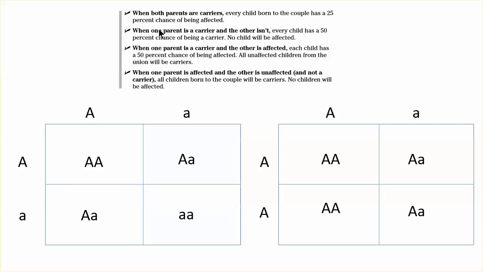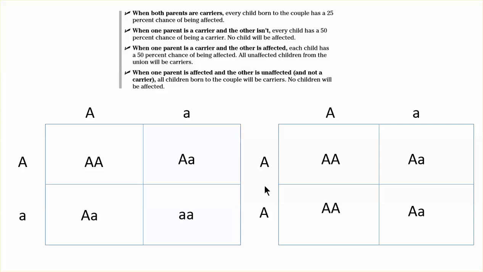So let's look at the statement. Every child has a 50% chance of being a carrier. Well, two of the four combinations are heterozygous, so that is 1/2 or 50%. No child will be affected. Again, that's correct because in order for a child to be affected with autosomal recessive inheritance, there has to be two recessive alleles. Since this parent is homozygous dominant, there is 0% chance of the child being able to have two recessive alleles.